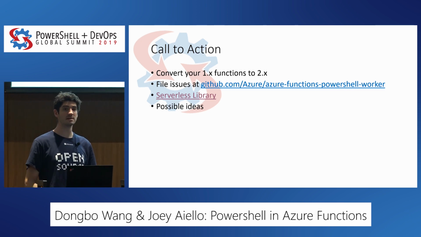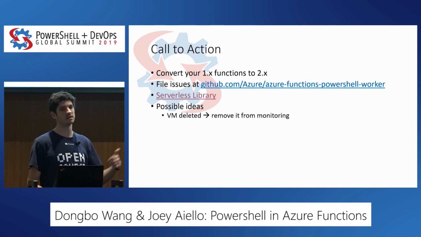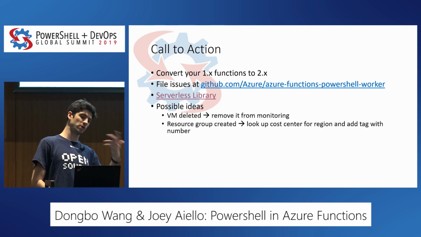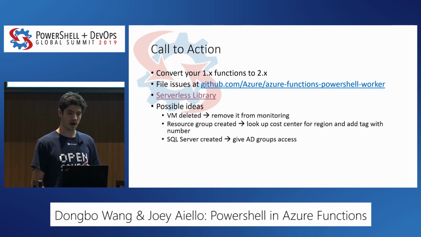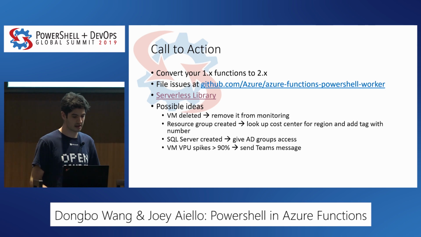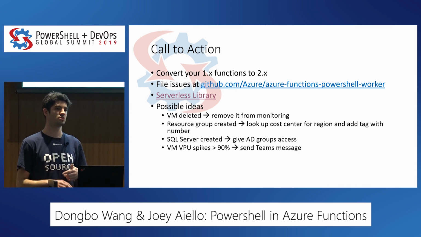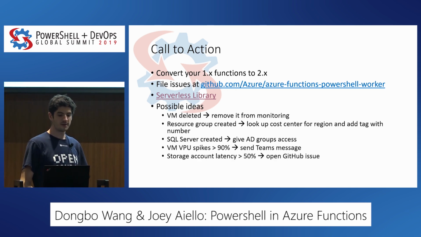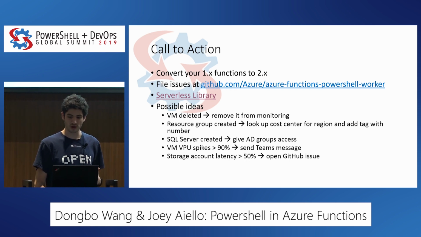Some possible ideas that have been floated for stuff we'd love for people to contribute. If a VM gets deleted, remove it from monitoring. If we create a resource group, look up the cost center and tag it with some number. If a SQL server gets created, add some AD groups to give it access. If a VM, that should say CPU, spikes above 90%, send a Teams message to the on-call channel. If our storage latency goes over 50%, open a GitHub issue.